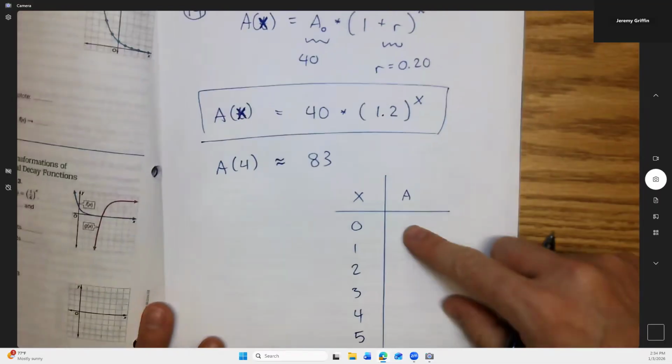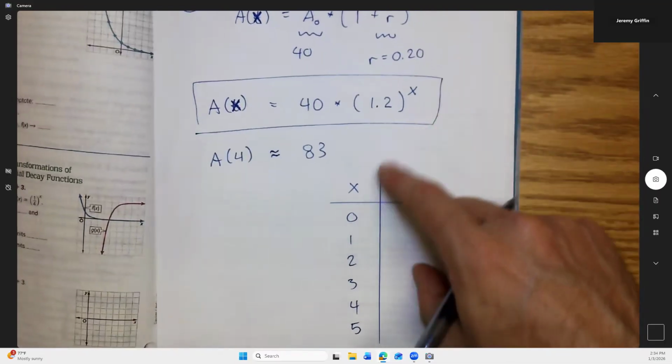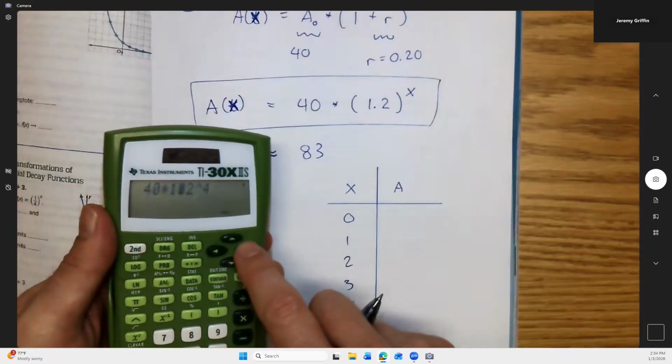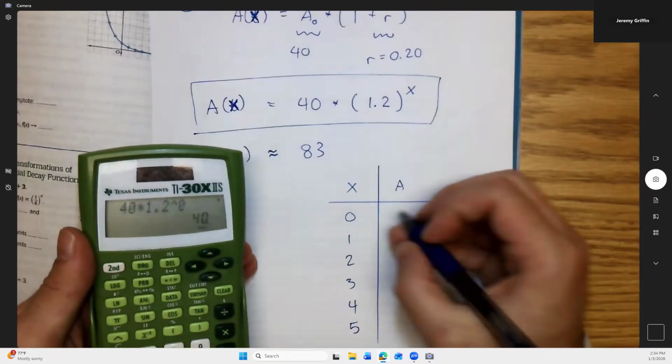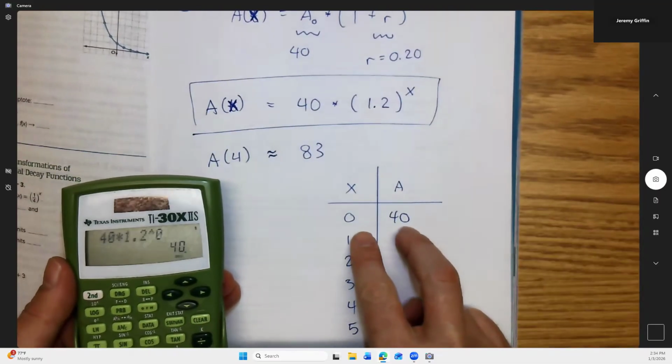So I'm going to plug each of these years into x and see what happens. Well, I know if I plug in 0, this whole thing becomes 1, and I just get 40. Let me show you guys that that's true. If I plug in 0, yep. So we start off with 40 numbers. At time 0, the club started with 40 numbers.